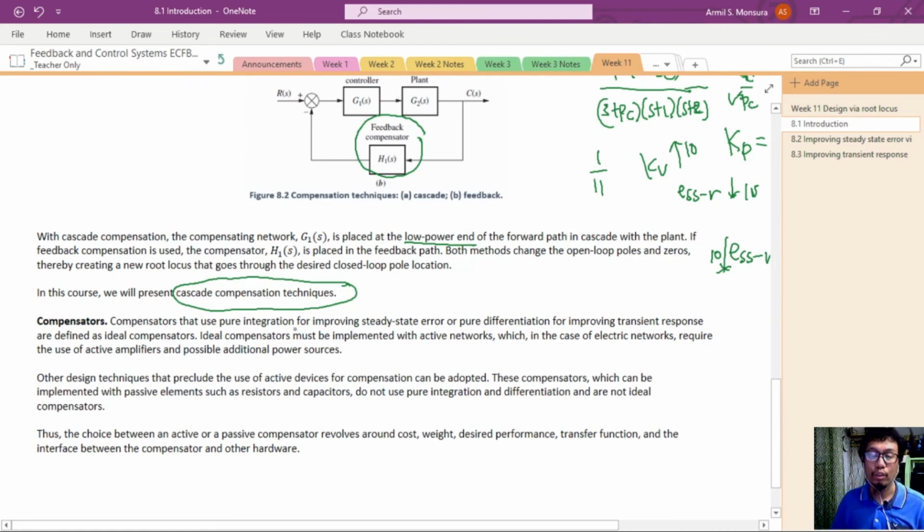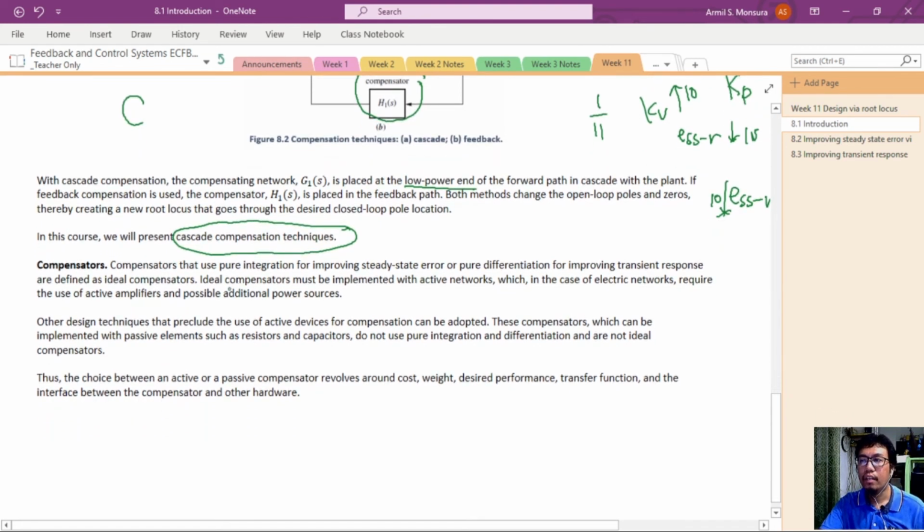Okay, and again, I keep repeating this to you, about the topology that we will use. We will be using the topology I showed you before, in which what we design is the compensator beside our plant. Now, compensators that use pure integration for improving steady state error or pure differentiation for improving transient response are defined as ideal compensators.